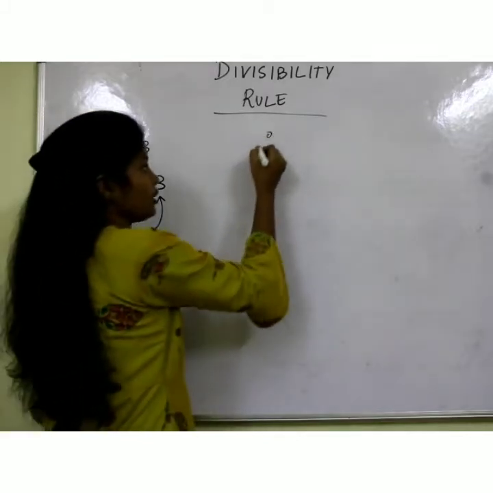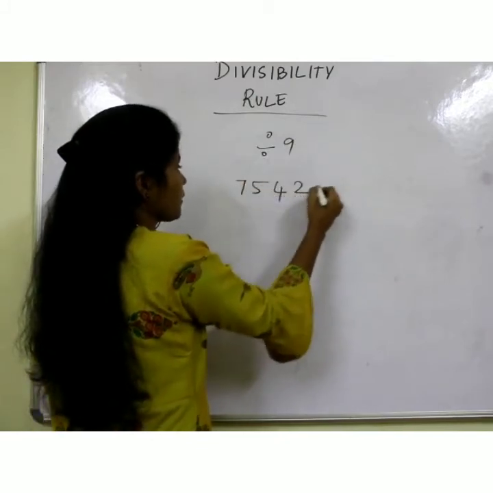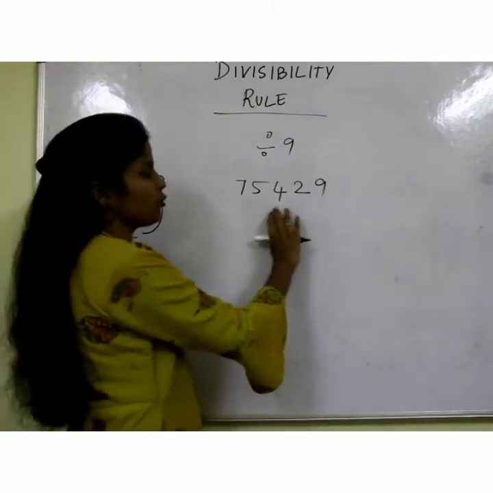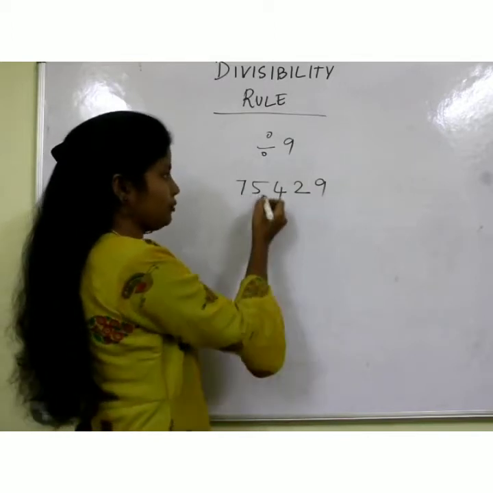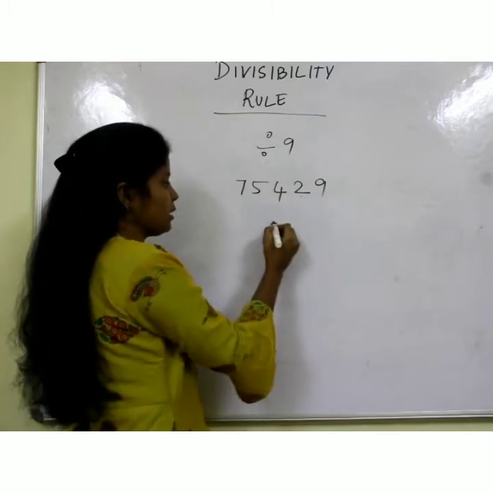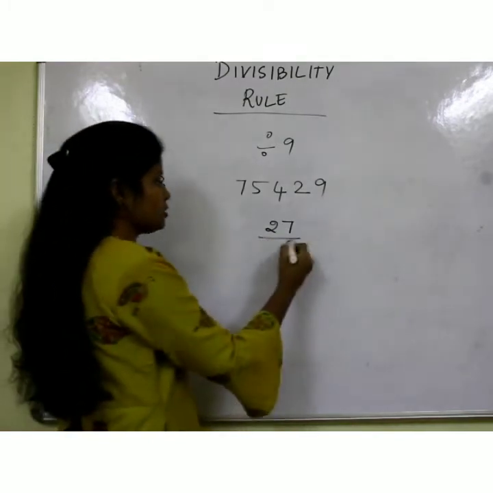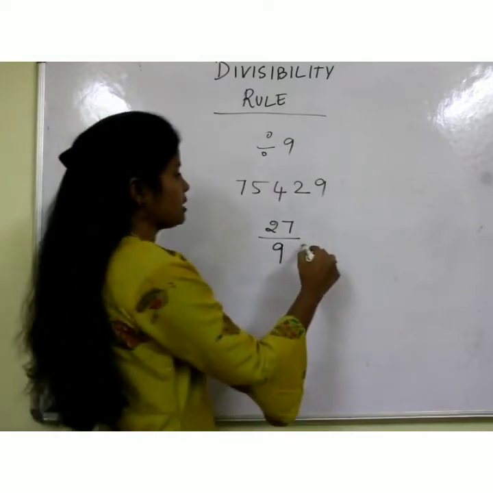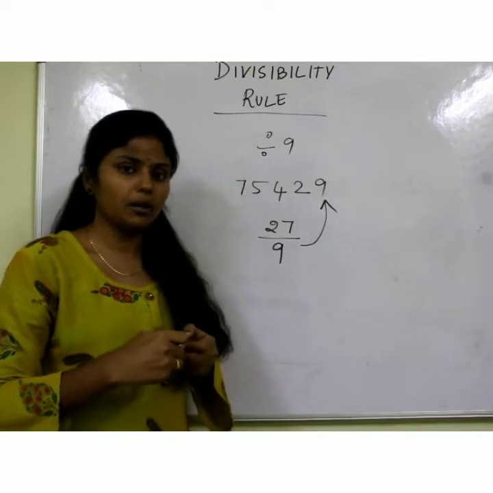Similarly, for the divisibility rule of 9, let me take a number, 75429. Now again, take the digital sum of all the digits in this particular 5-digit number. 7 plus 5, 12, 12 plus 4, 16, 16 plus 2, 18, 18 plus 9, 27. As you know, 27 is a multiple of 9, so it's divisible by 9. As the digital sum is divisible by 9, this makes the 5-digit number 75429 divisible by 9.